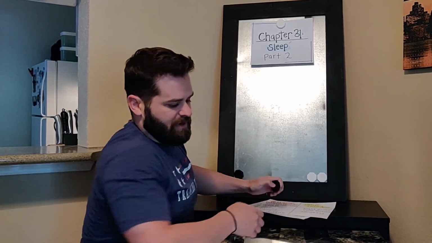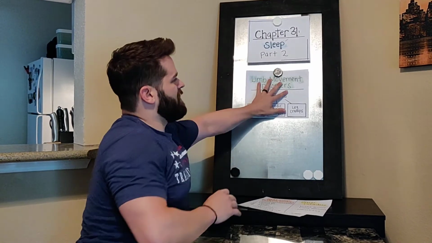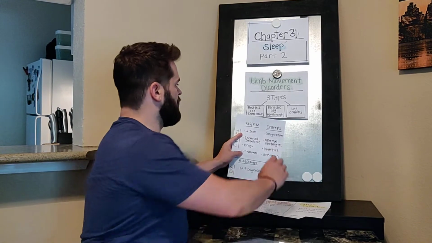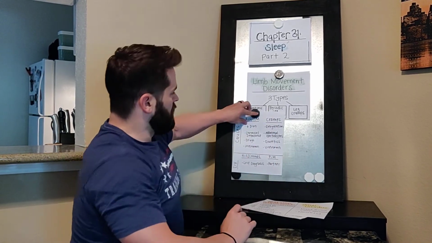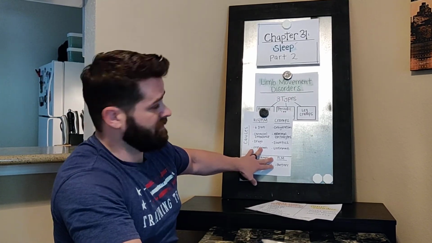All right, so now for the first major one, we're going to go over limb movement disorders. And there's three basic types. The first type is restless leg syndrome, then you have periodic leg movements, and then you have leg cramps. I kind of bunched them together because they put restless leg syndrome and periodic limb movement together in a few things. So restless leg and periodic movement have some very similar causes, including low iron, chemical imbalances, and also sometimes they don't know what causes it.